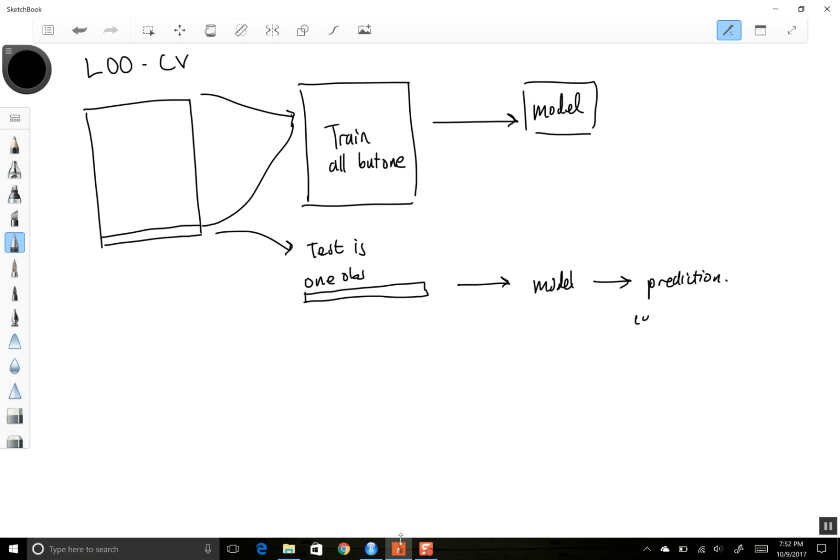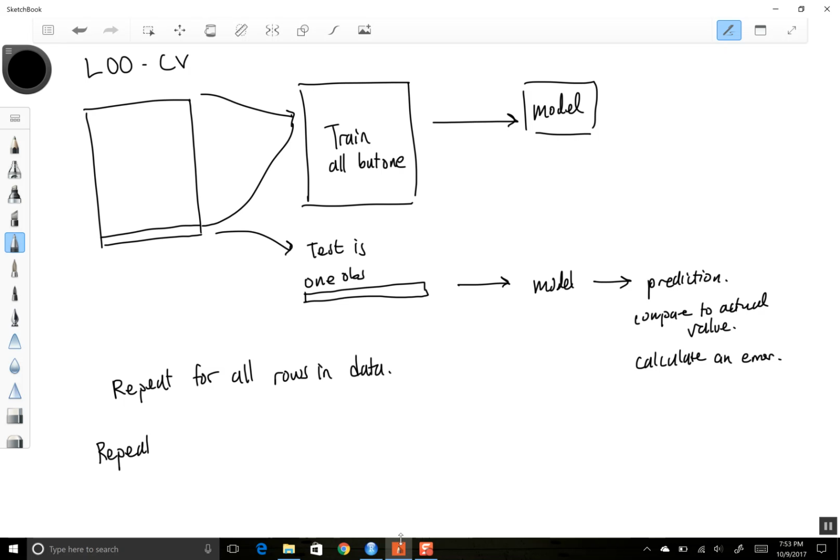Prediction, you compare to the actual value. Calculate an error. And then you do this for all repeats, for all rows in the data. And then repeat for all models.